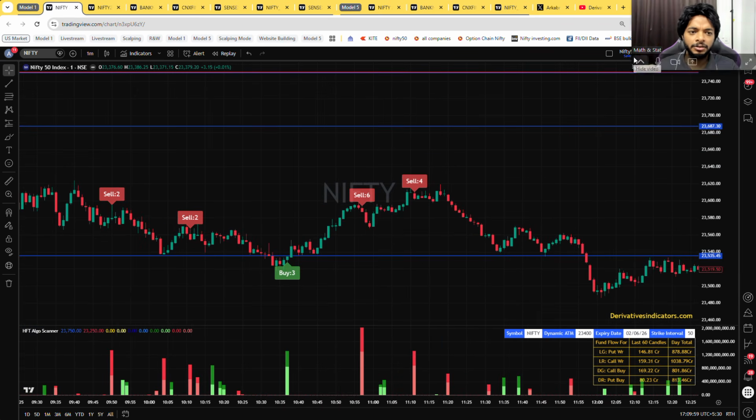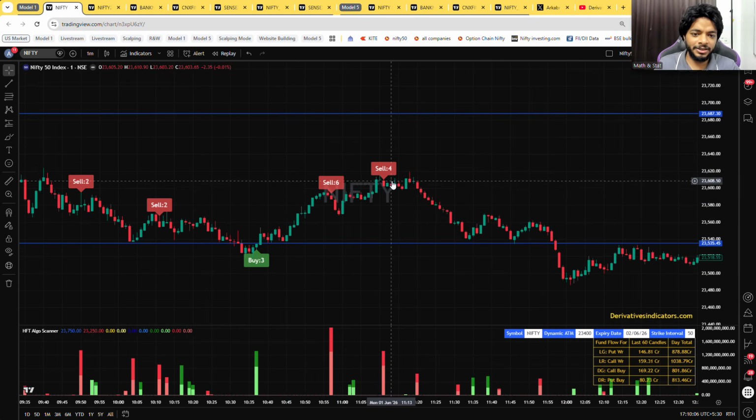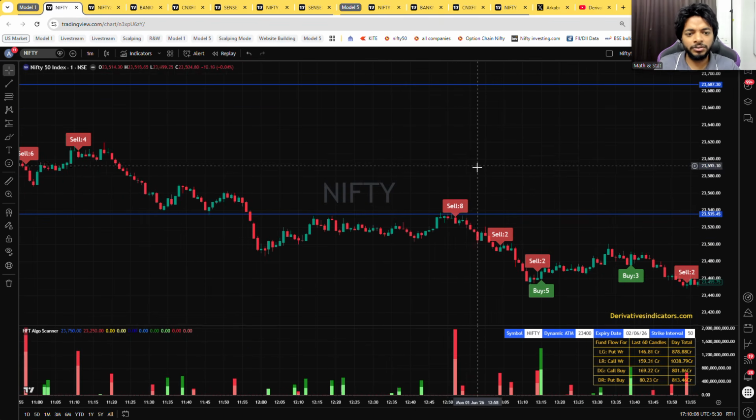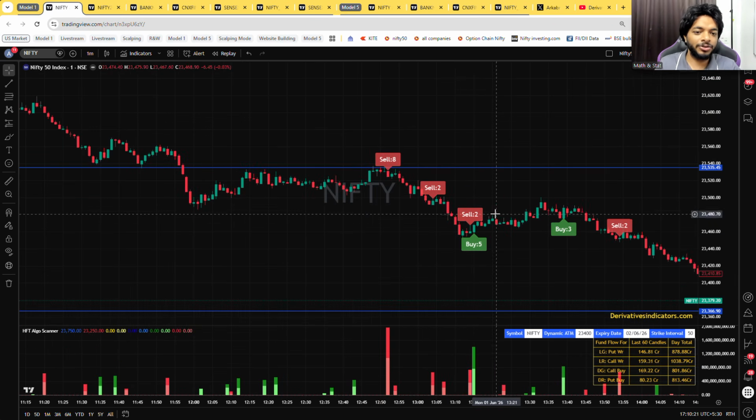Now as you can see, I posted this and it went up there, again I posted these two and it nicely went down. Here also, if you see, there was a sell of strength 8. Look at it, it was 107 cr of call writing and 88.7 cr of put buying. Again sell strength 2, and again there was a slightly up move.